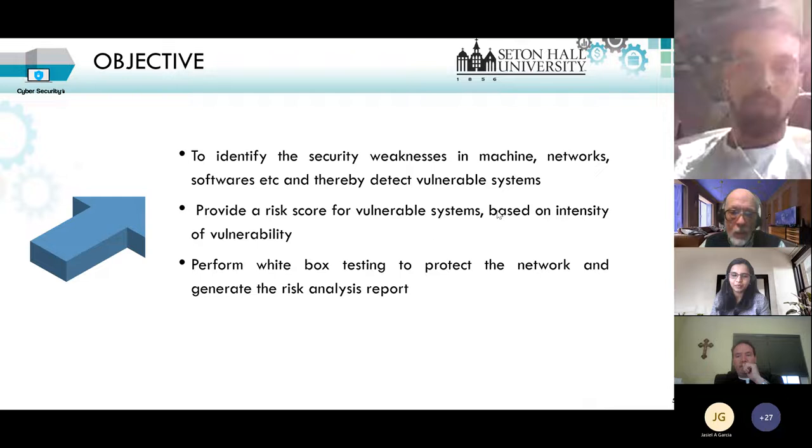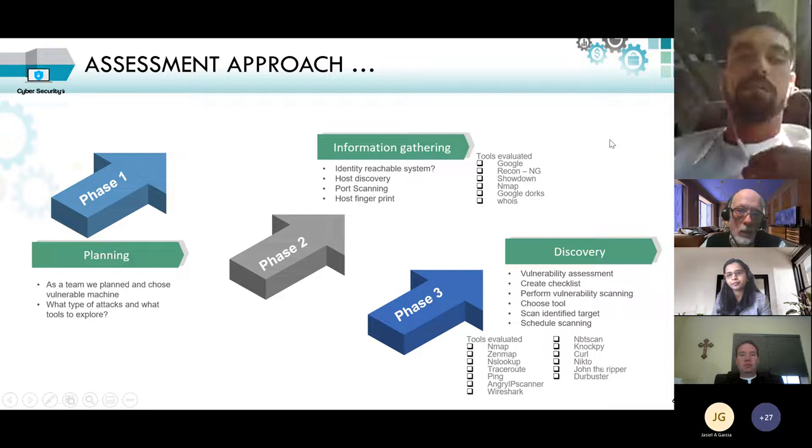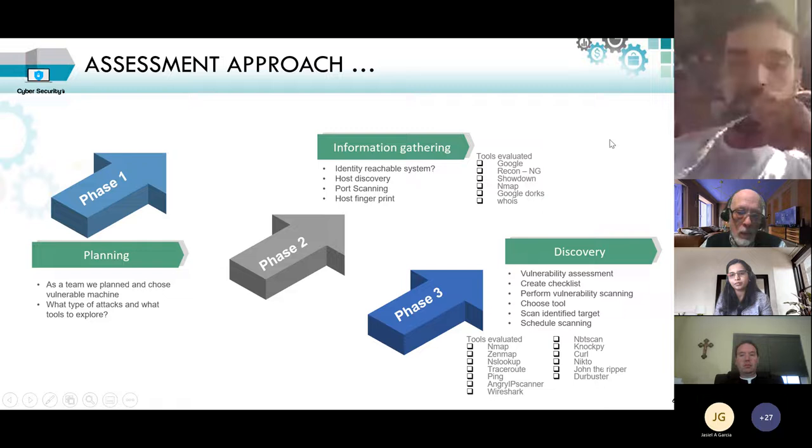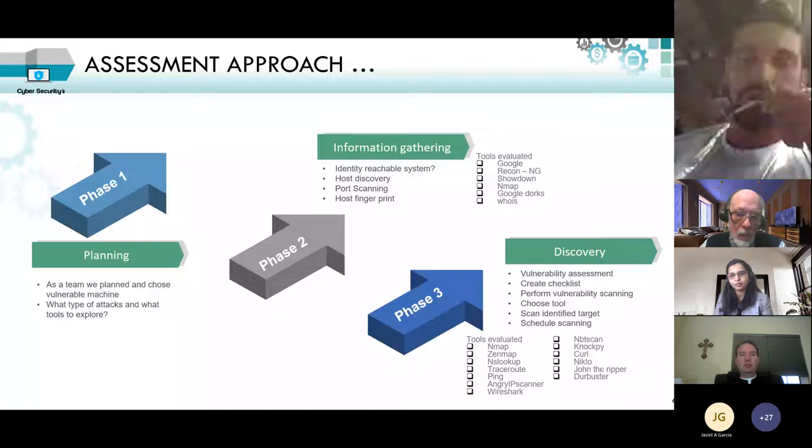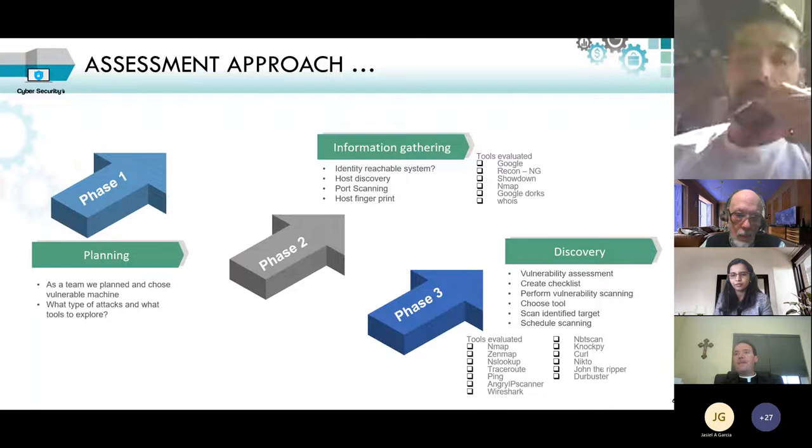Okay, so we divided our assessment approach into 6 phases. The first phase will be the pre-engagement. As a team, we planned and chose a target, which is a vulnerable machine. We do research about the target: what tools, what attacks we are going to use, what the budget will be, and what time has been provided for us.